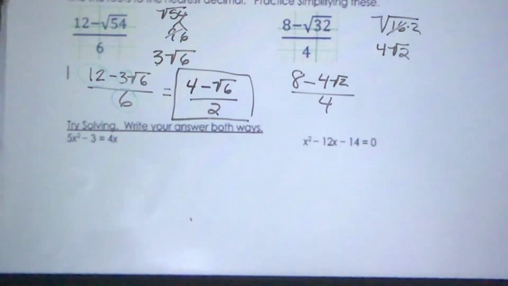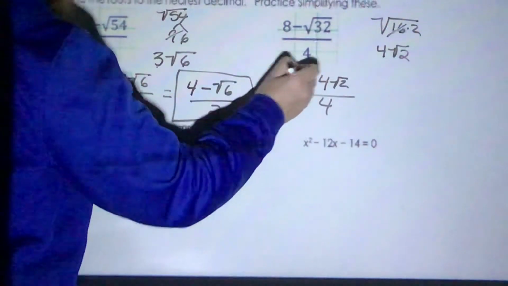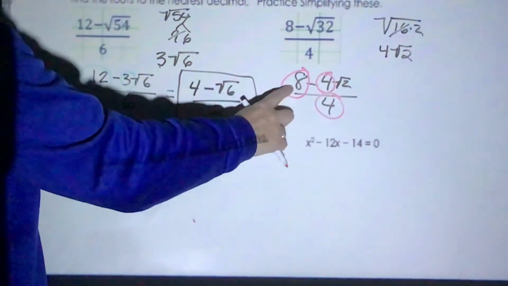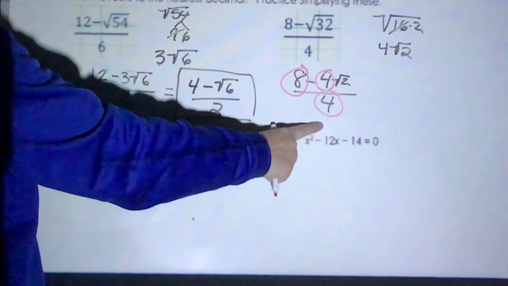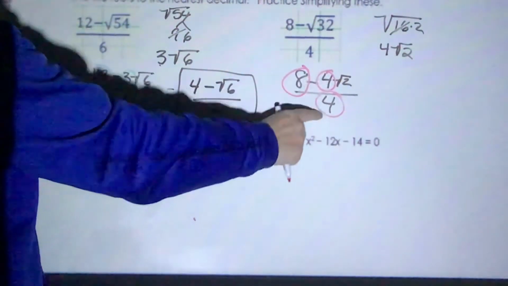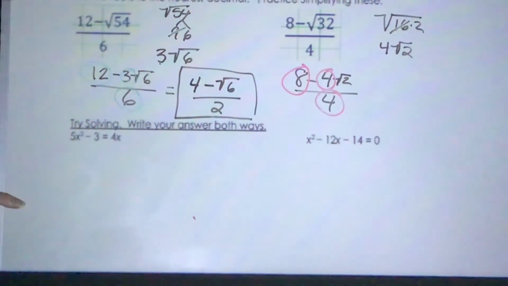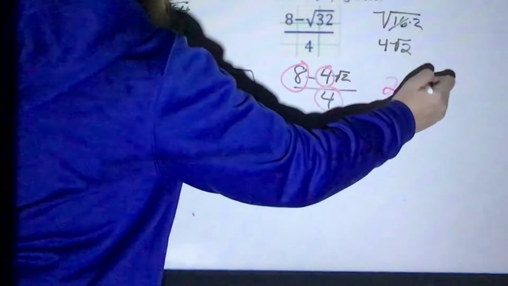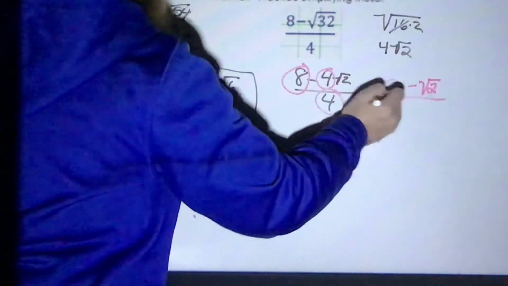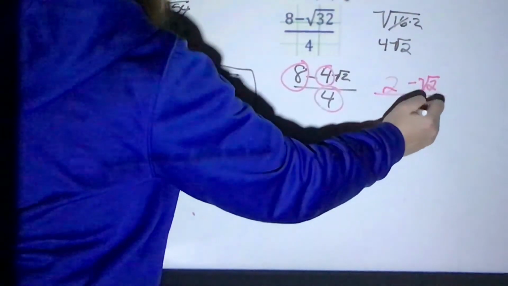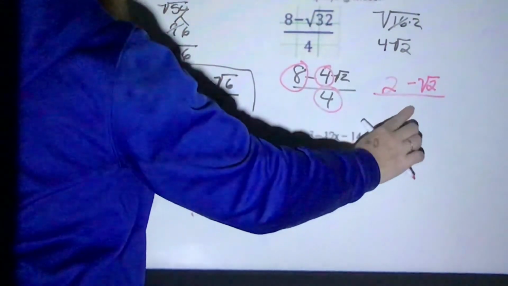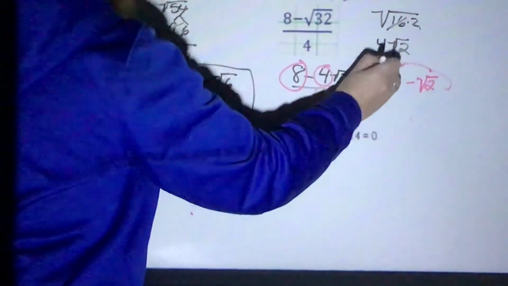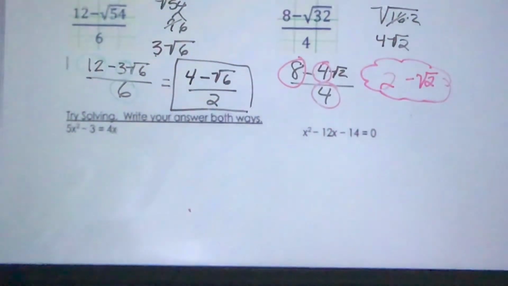Now I look at my triangle of numbers. My triangle of numbers is the number in front of the radical, the number in front, and my denominator. They can all be divided by 4. If I divide them all by 4, I'm going to get 2 minus root 2 over 1. Now I don't need to write this over 1 because the less symbols you use, the better. So you would get 2 minus root 2.